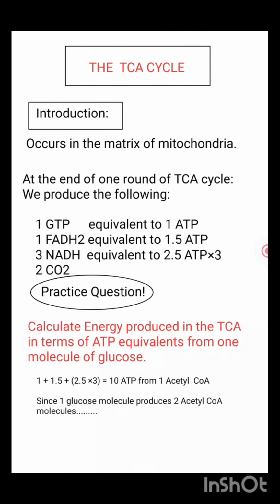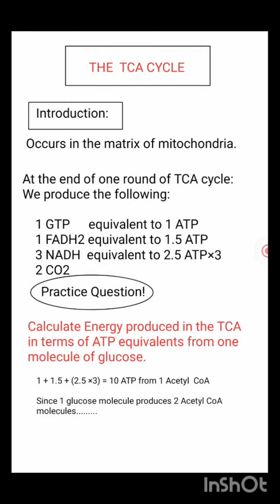But out of curiosity, I would want you to try something, and I want you to actually post your answers in the comment section. So I want you to calculate the total ATP yield from glycolysis to the TCA cycle. So I'll give you a clue quickly. In glycolysis, we produce 2 NADH molecules, 2 ATP molecules, and 2 pyruvate molecules.